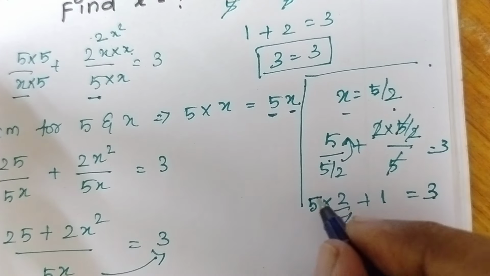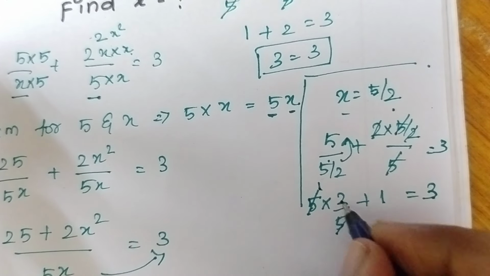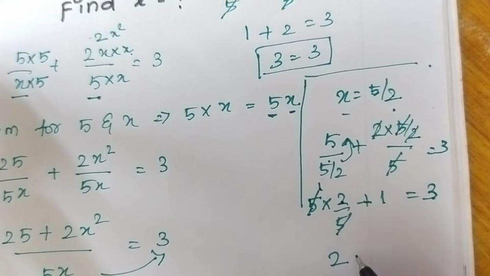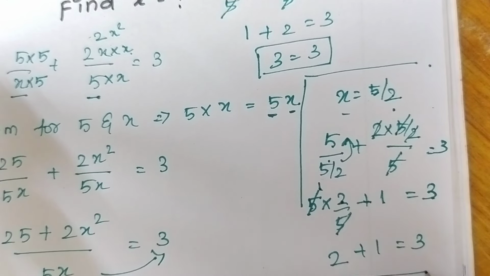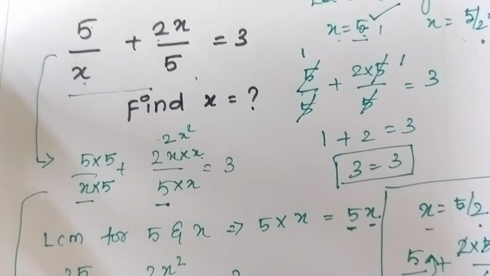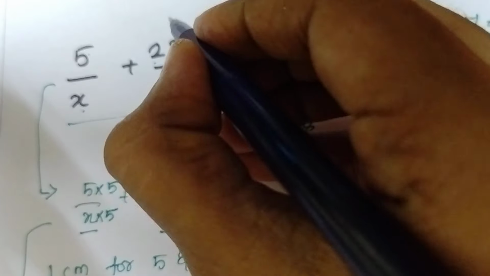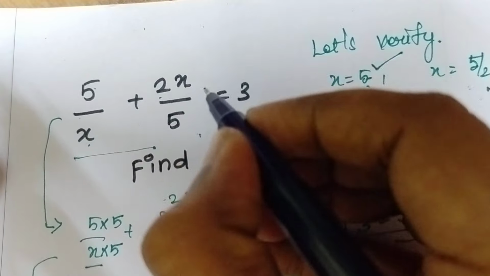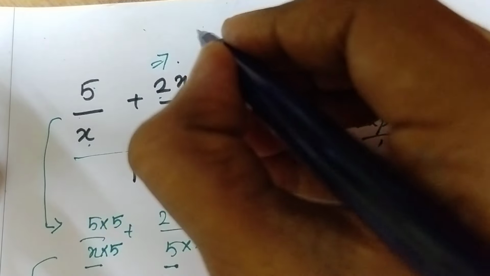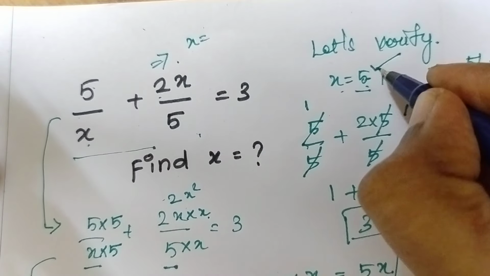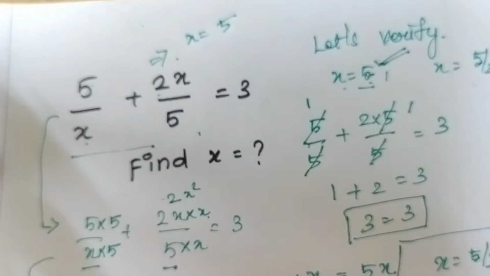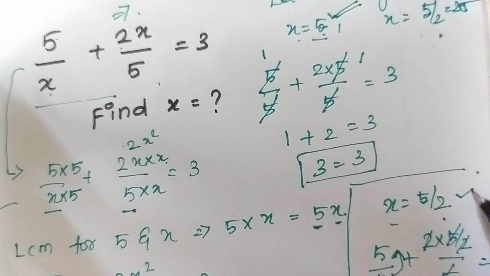This 5 and this 5 cancel, then 1 into 2 is 2 plus 1 is equal to 3. Therefore 3 equal to 3. So both the x values satisfy the given equation. Therefore we decide that the answer for this question is x is equal to 5 and x is equal to 5 by 2.